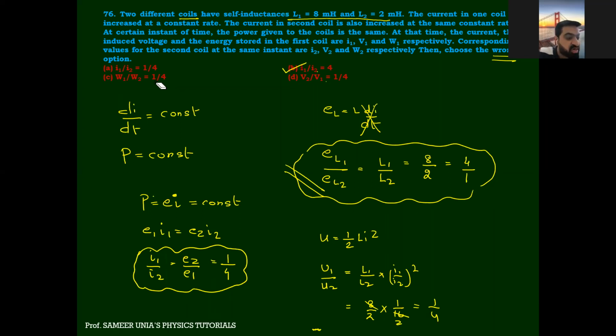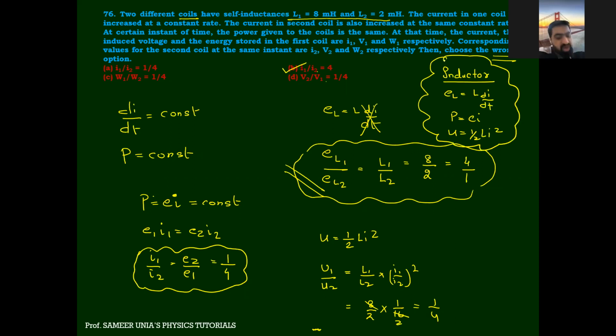So in case of an inductor, whenever they tell you it is an inductor, the EMF induced across the inductor is L di by dt. The power is EI, and the energy is half Li square. If you remember this, you know the sum. If you don't know, you can't do the sum. They have asked you the wrong statement, that you need to remember. Fine.